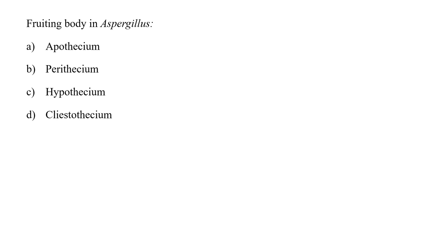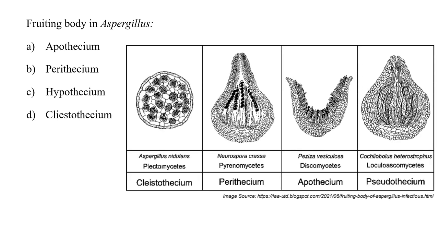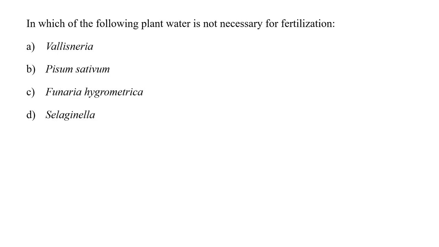Fruiting bodies in Aspergillus is apothecium, perithecium, hypothecium or cleistothecium. Aspergillus, which is a conidial fungus, has a fruiting body also known as cleistothecium. Hence option D is the correct answer.